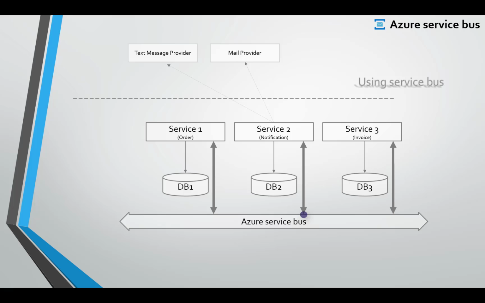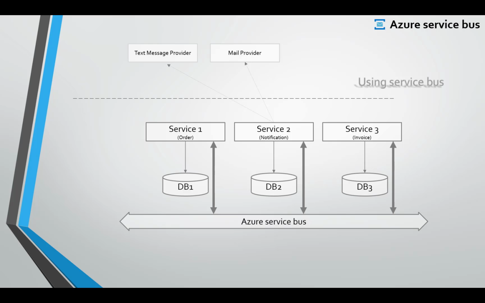Service 2 in this case will receive a message and call our provider for sending the notification. Service Bus will keep sending Service 2 messages only when Service 2 is ready to receive a new one. So all other messages will be placed in queue until Service 2 is ready to consume them. The same goes for Service 3 as well.